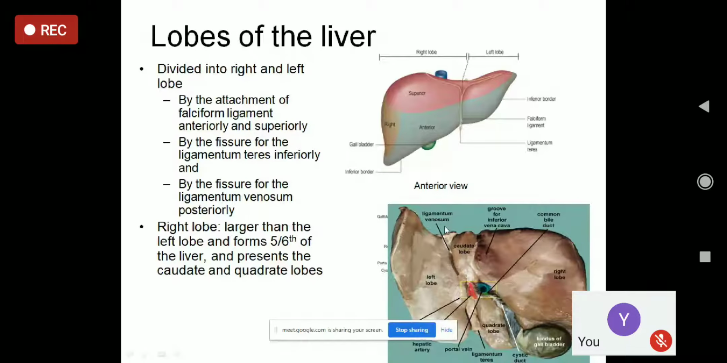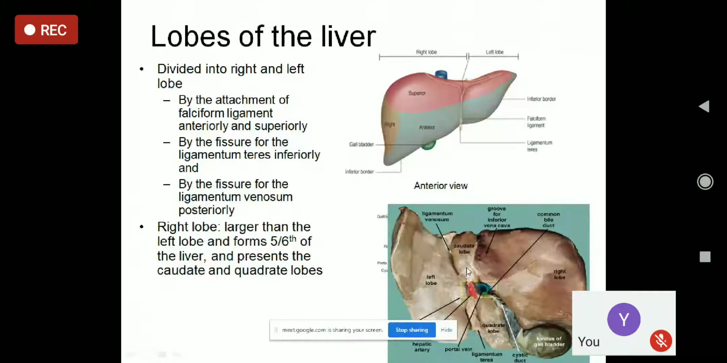So look at here. This is ligamentum venosum, the fissure for ligamentum venosum. This is the fissure for ligamentum teres, and superiorly and anteriorly is the falciform ligament. So this divides the liver into right lobe and left lobe. Anteriorly and superiorly by the falciform ligament, whereas inferiorly it is by the ligamentum teres and posteriorly by the ligamentum venosum. This is the view from the posterior side, inferiorly.